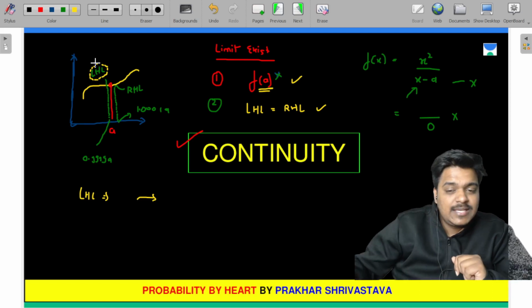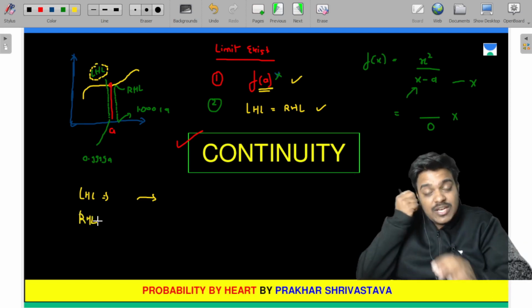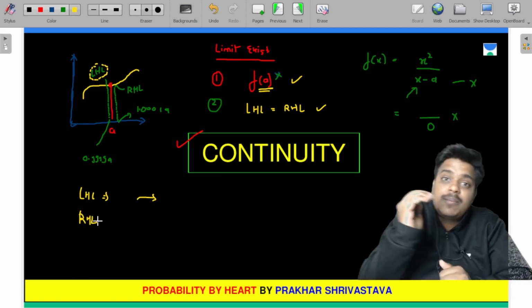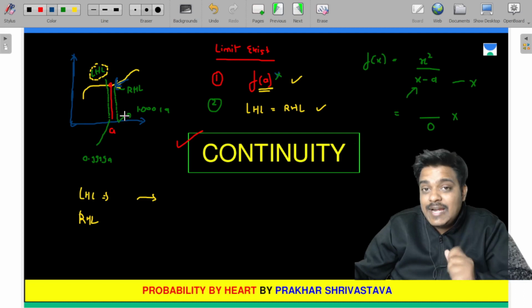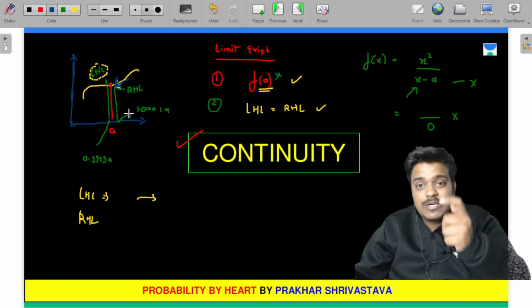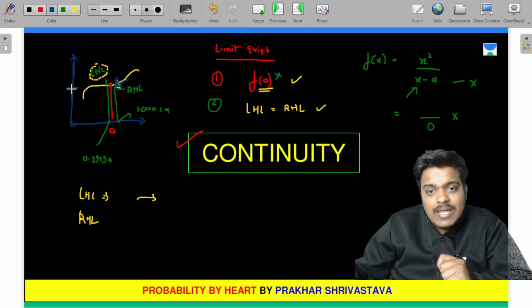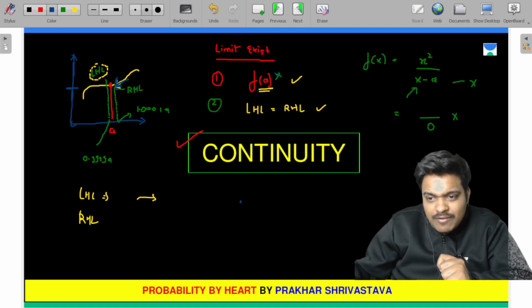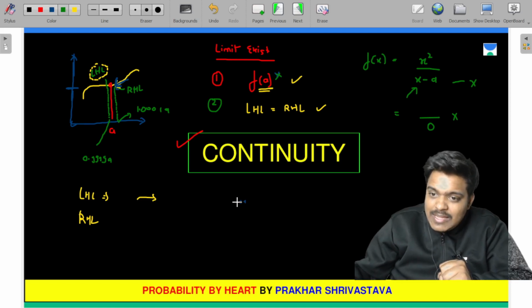But the second thing we are calculating is the right hand limit. That is, what is the value the function is bringing if we are approaching from the right hand side? Suppose we are approaching from the right hand side. What is the value? That is the right hand limit. Suppose we are approaching from the left hand side. What is the value? That is the left hand limit. Now, if the two values are equal, that is, this is your left hand limit and this is your right hand limit, we say that the left hand limit is defined and the right hand limit is defined.